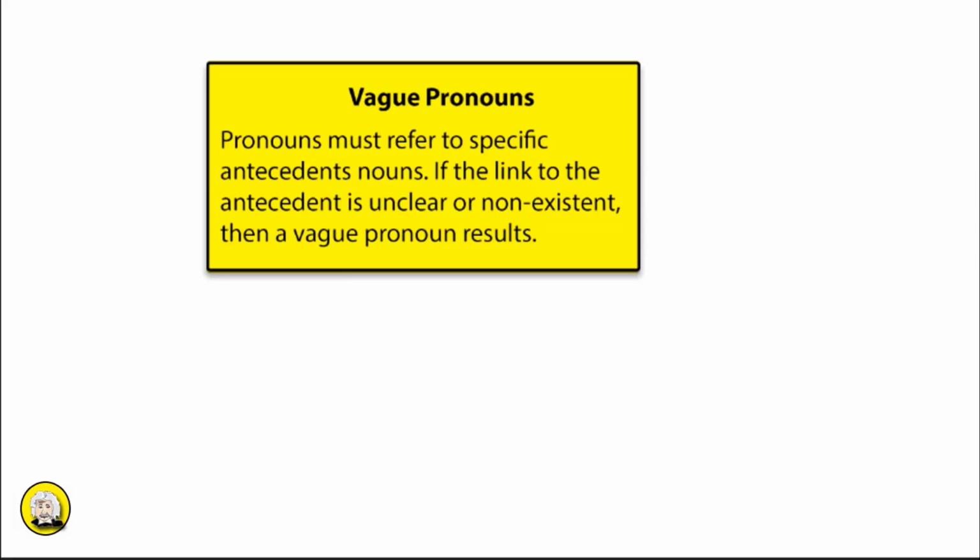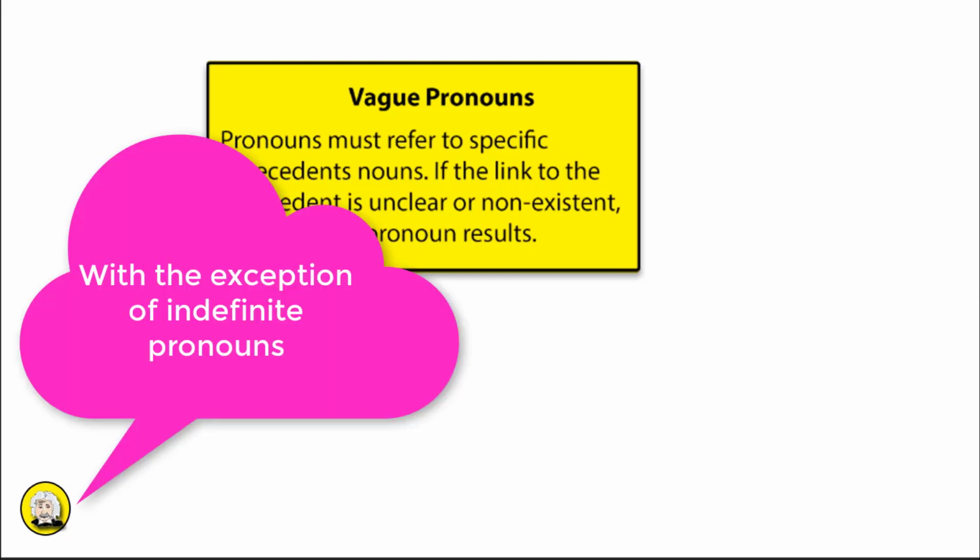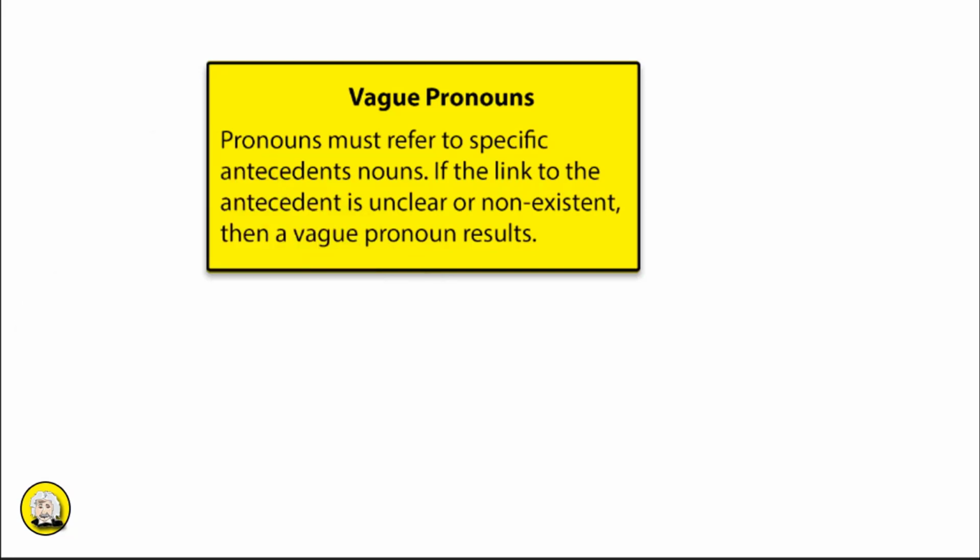Pronouns are a way to break up the monotony of restating the noun over and over and over again. As a result, every pronoun must refer to its specific antecedent noun. Unfortunately, here's where some of the trouble comes in. If the link to the antecedent is unclear or non-existent, then a vague or ambiguous pronoun results, and the sentence or paragraph is unclear to the reader.